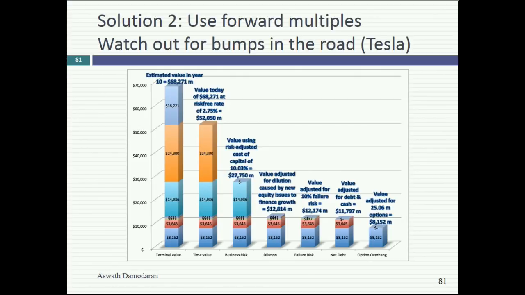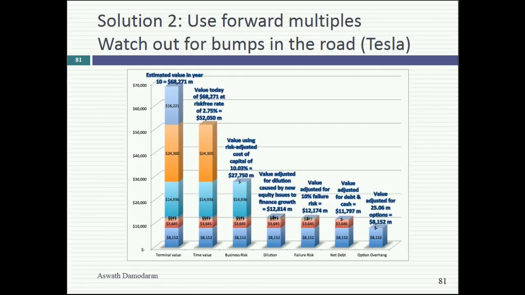Then I adjust for the fact that there's a 10% chance I will not make it, and for the debt and the cash, and by the time I'm done cleaning up, that's the value that I get today. That's what we do in DCF, and that's why your DCF value is so much lower than your terminal value. Compare your own DCF. You'll see that comparing the end value to the value today, the difference is because we have all these cuts we need to take out of the value.